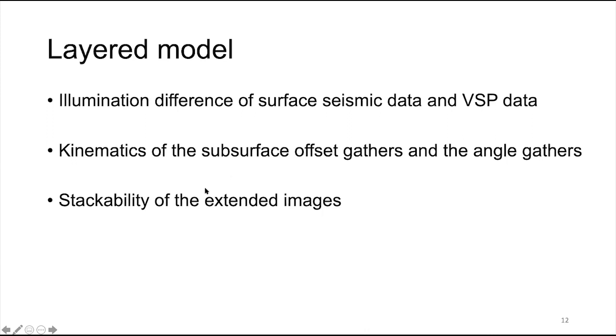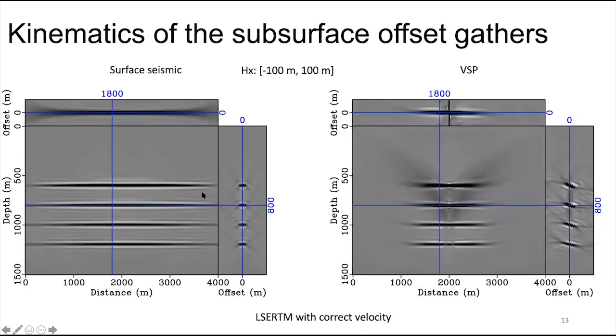Then I will illustrate the difference in the stackability of the extended images. We first perform LSERTM with tracked migration velocity model. The front panels show the migration images at h equals 0. It is very clear that the VSP data have much narrower illumination area than the surface seismic data.